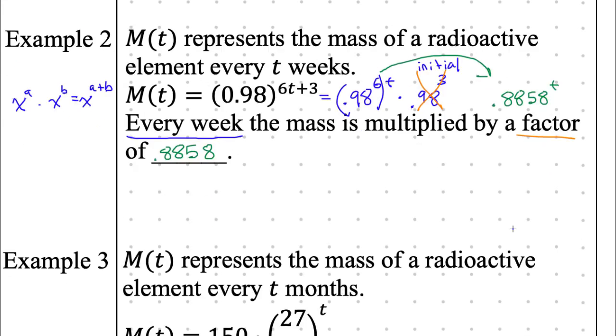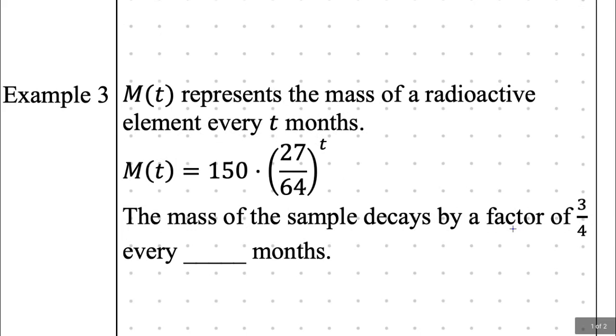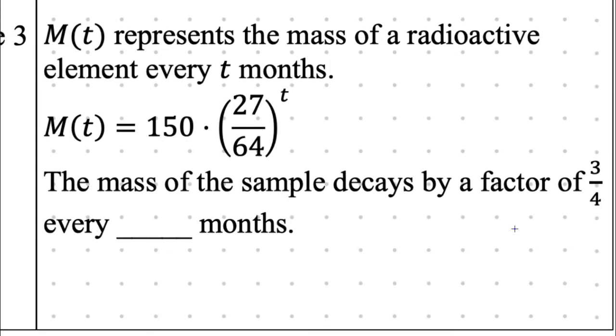That's super distracting. All right, we're going on to example number 3, and then we have 4, 5, and 6, or 3, 4, and 5. All right, so we need to have this happening every t months. Oh, okay, this one is different. So instead of changing the exponent here, I need to change the base. Somehow this base needs to be turned into 3/4.